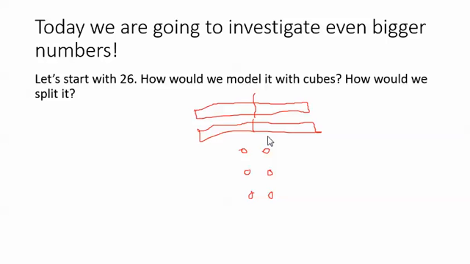So I break my tens rods in half, and then I just take the little ones and say, 1 for you, 1 for me, 1 for you, 1 for me, 1 for you, 1 for me.